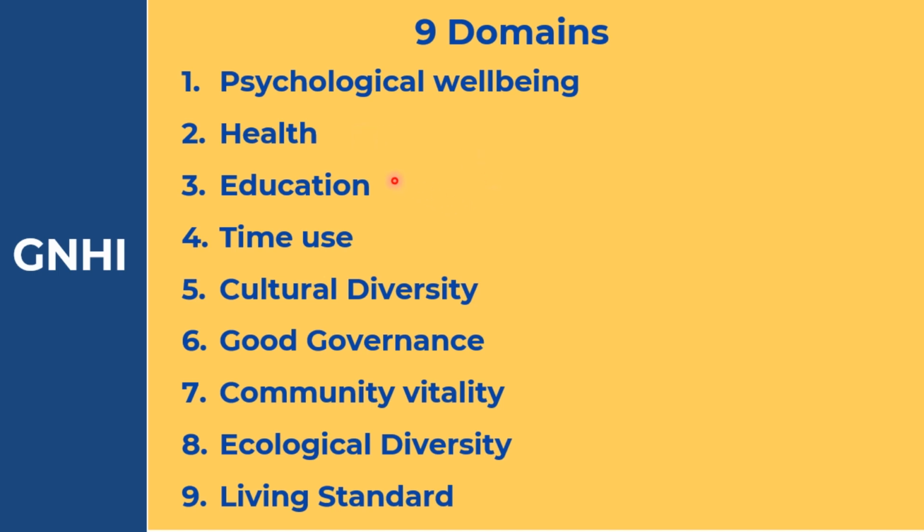The third domain is education. The educational standard also matters for happiness. In order to get happiness, we should consider the educational standard of an individual. So the standard of education also has a positive effect on the happiness and well-being of the individual.